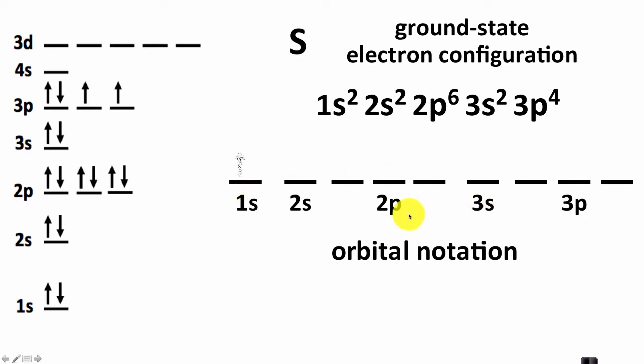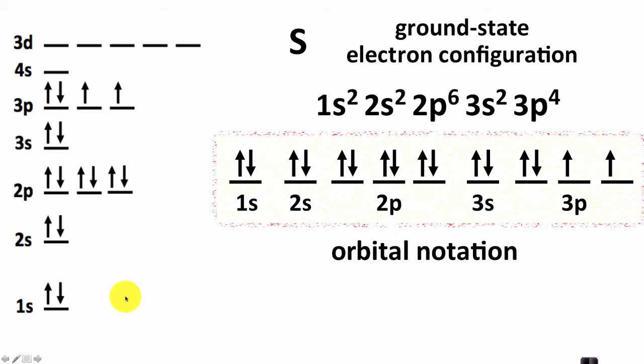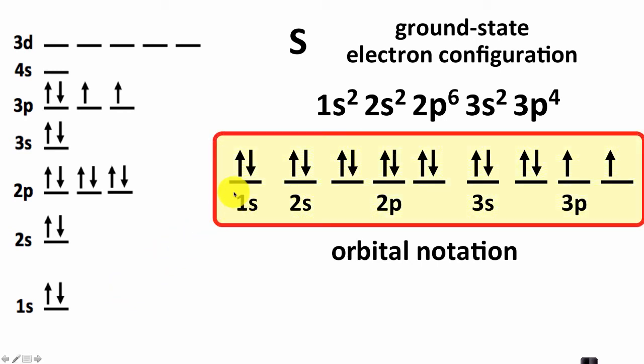And then we fill in the electrons, same way we would fill in a vertical energy level diagram. And then this is what's known as orbital notation. And notice this shows all of the electrons reasonably compactly, only takes up a line, and it shows how they are arranged in the orbitals.